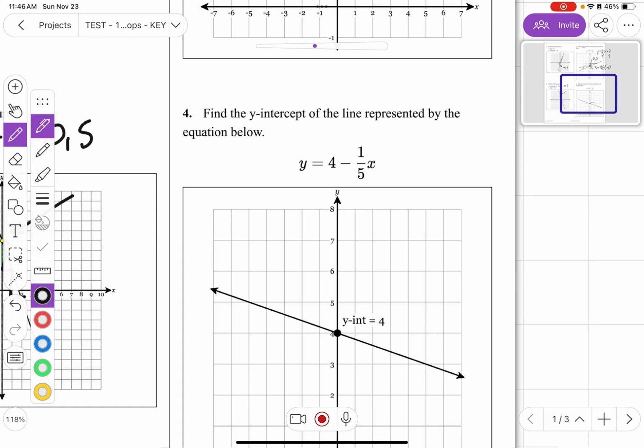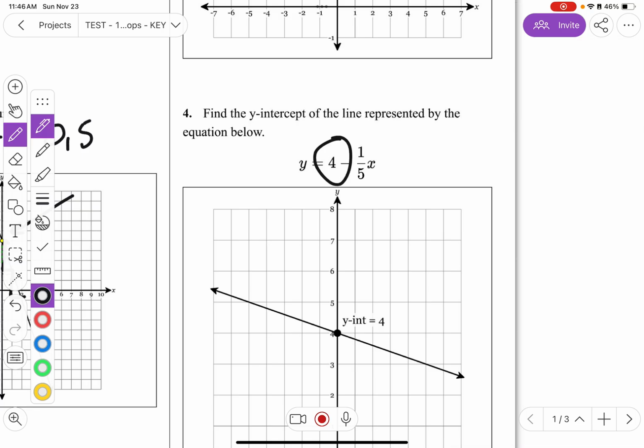What's the y-intercept? Okay, so the y-intercept, right? That's what we add or subtract, so it's 4 here.